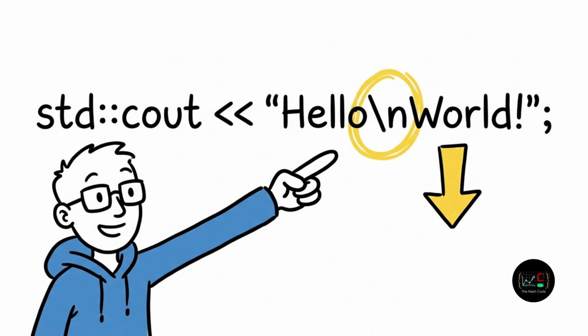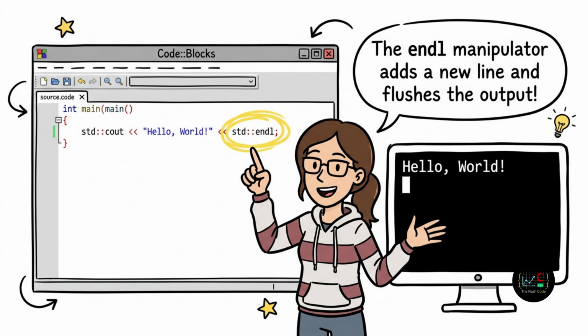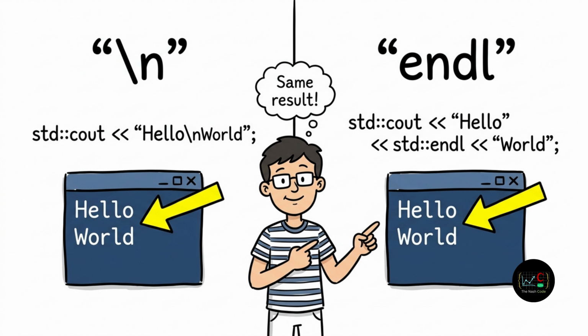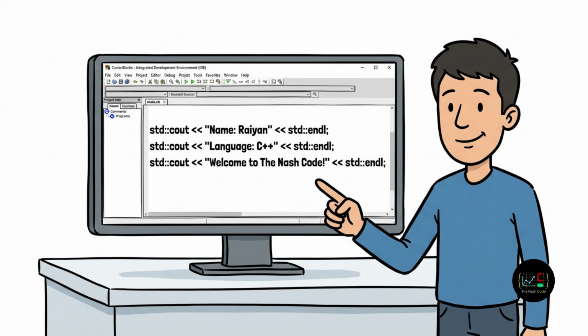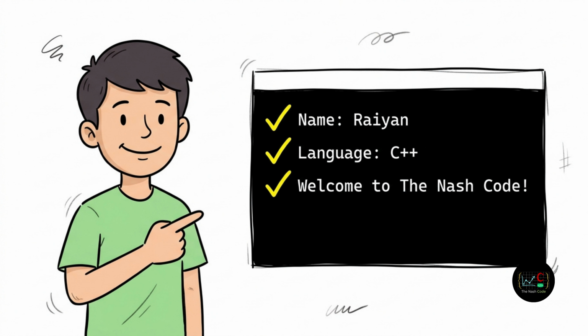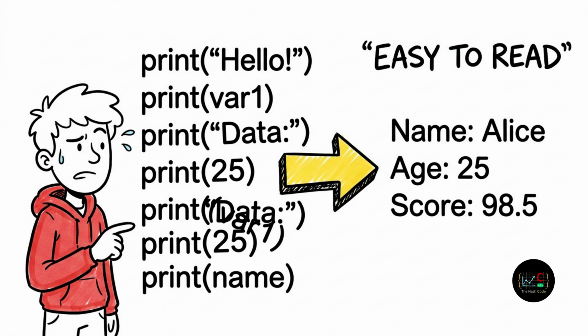To move to a new line, we can use \n. We can also use endl. Both let us place the next output on a new line. For example, we can print a name on one line, the language on another, and a welcome message on a third line. This is called formatting our output, and it makes information easier to read.